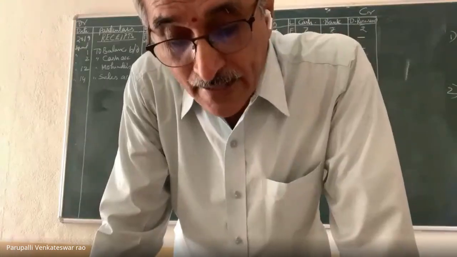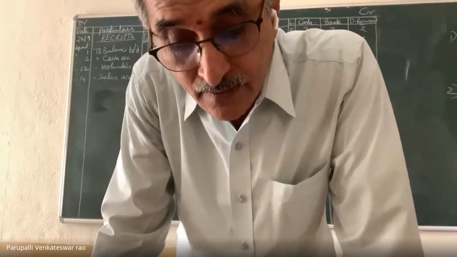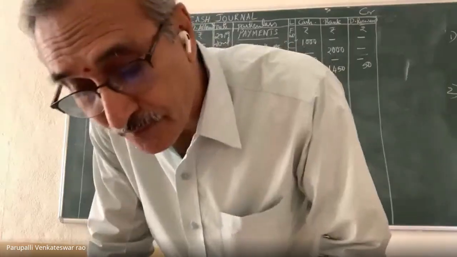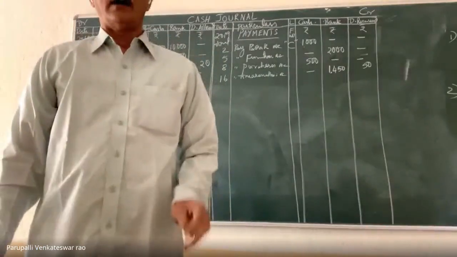What is the next one? Paid into bank. Paid into bank and deposited into bank rupees 400. 400. Who is the receiver?